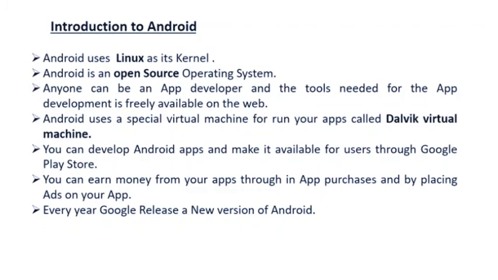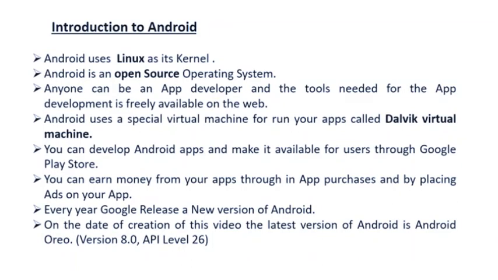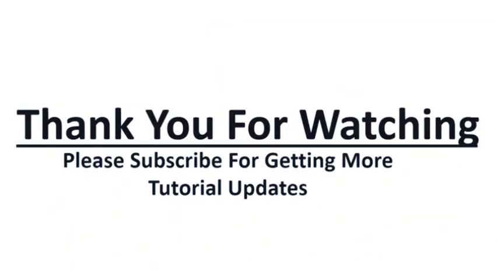Every year, Google releases a new version of Android. On the date of creation of this video, the latest version of Android is Android Oreo, that is version 8.0 and API level 26. So this video is just a simple introduction towards Android application development. So from the next video onwards, we are going to start Android application development using Java.